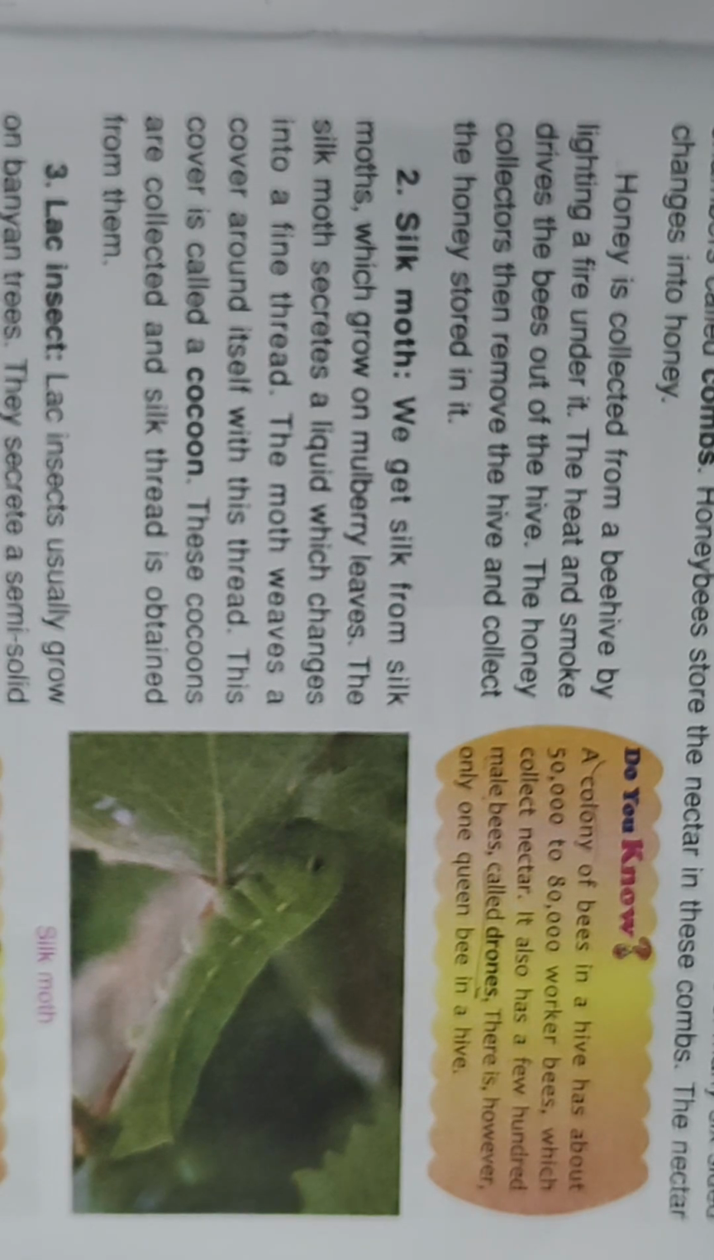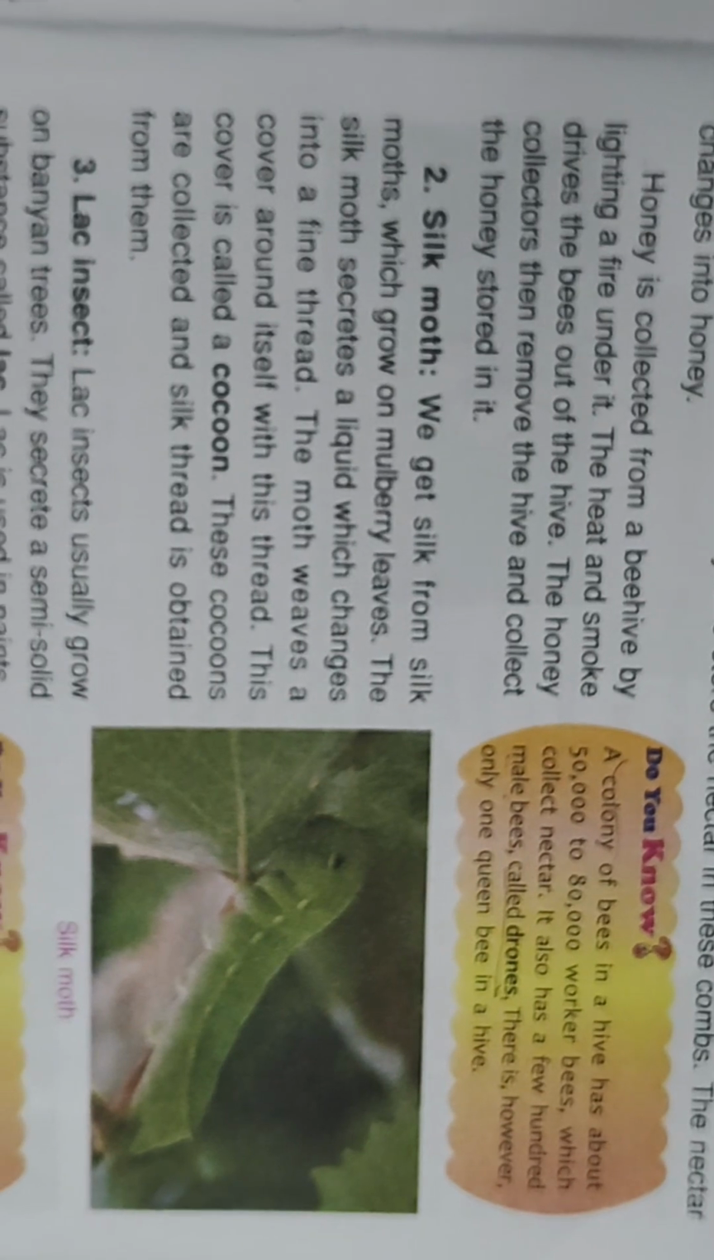Silk moth. Silk moth caterpillars grow on mulberry leaves. The silk moth secretes a liquid which changes into a fine thread. The moth weaves a cover around itself with this thread. This cover is called a cocoon. These cocoons are collected and silk thread is obtained from them.